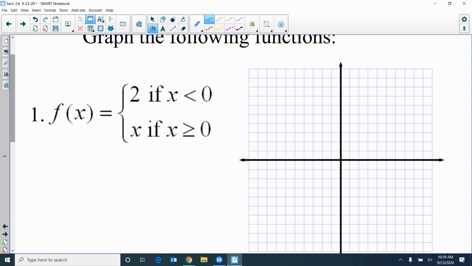Not 0. It's 5. So for any number less than 0, you plug it in here. But now that's just f of x equals 2. This is f of x equals x, so you get back whatever you plug in for anything greater than or equal to 0. All right, what's the graph going to look like?